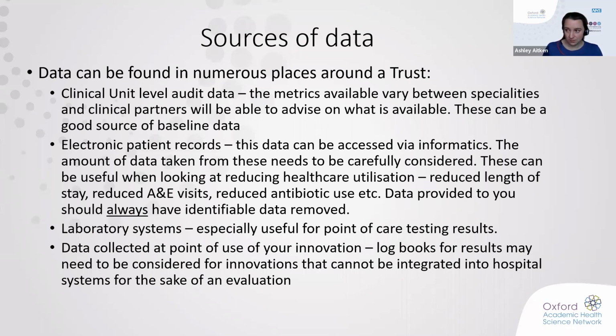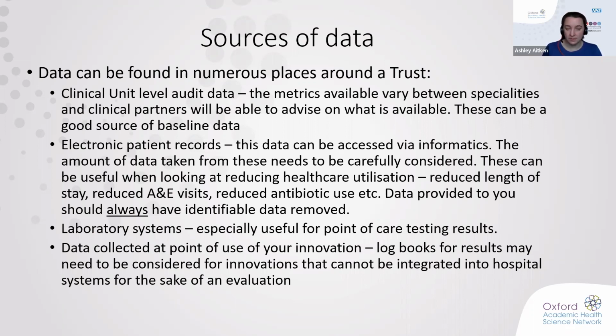There are electronic patient records, and that data is usually accessed via informatics. The amount of data taken from patient records needs to be considered really carefully, because we have the Caldecott principles to consider. They're available online if you want to go and have a look at them. I'm not going to put them up now. And you need to be able to justify very clearly in your information governance documents why you need that information. But that sort of information can be really useful when you're looking at costs associated with healthcare utilisation, so reduced length of stays, reduced A&E visits, things like that.